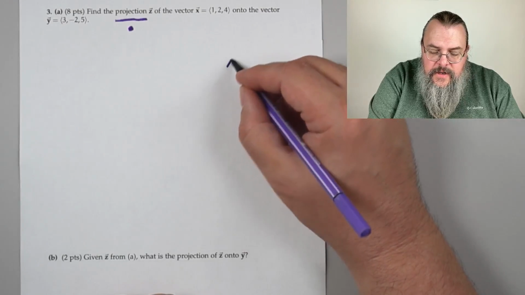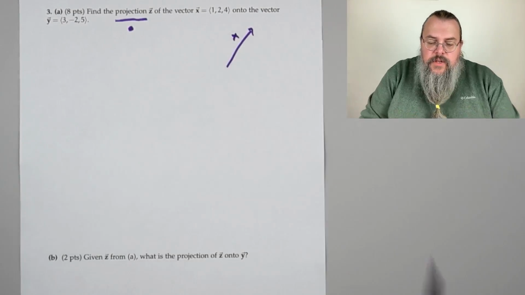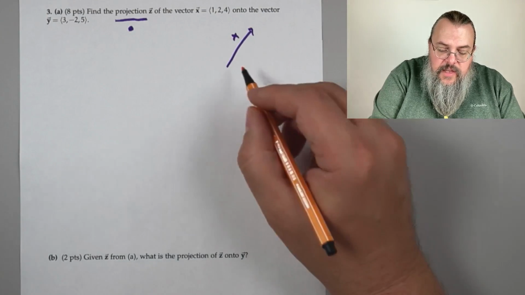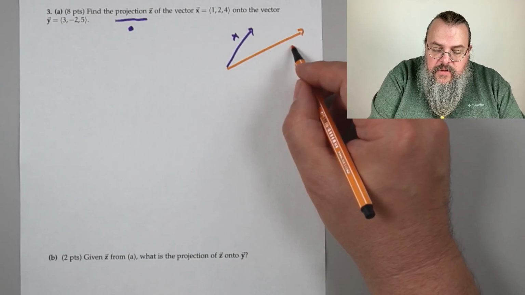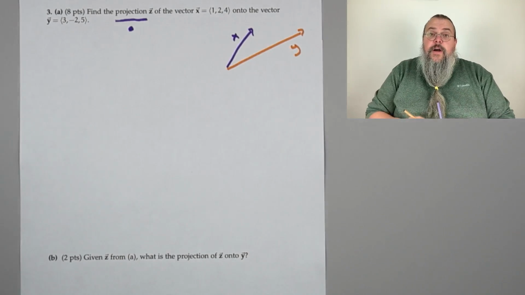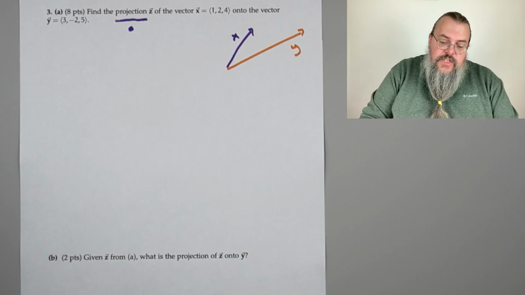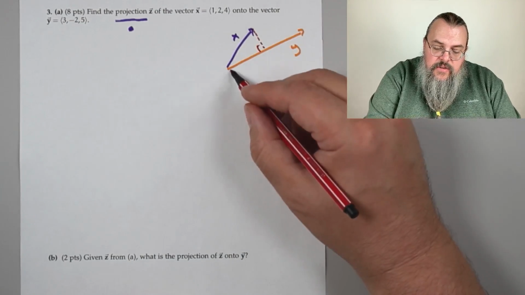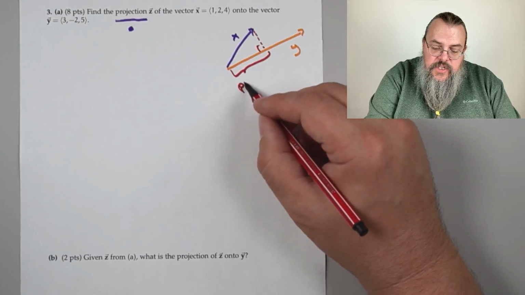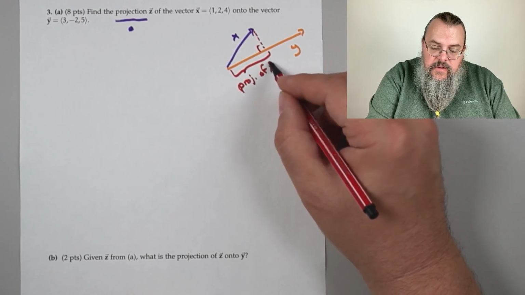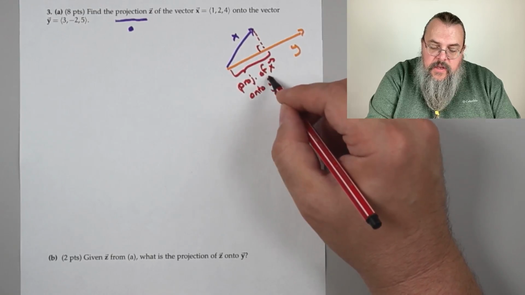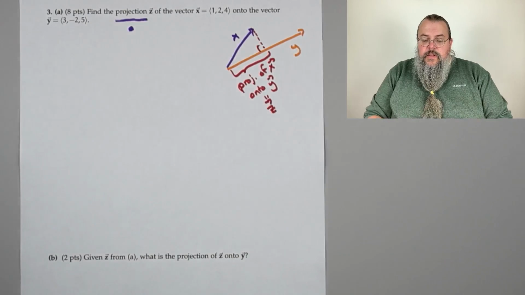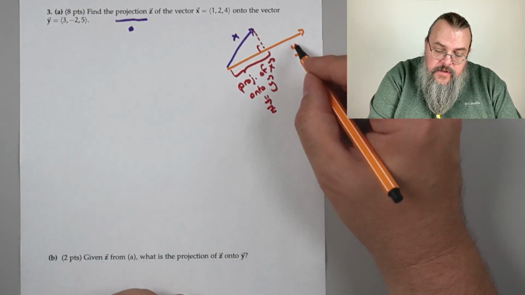So we have here the vector x. And what we do is we put the vector x and the vector y with their tails together. There's our x and our y. Now, when we talk about the projection, you can imagine casting a shadow. So this part right here is the projection of x onto y. In other words, this is our z. And that's what we're after.